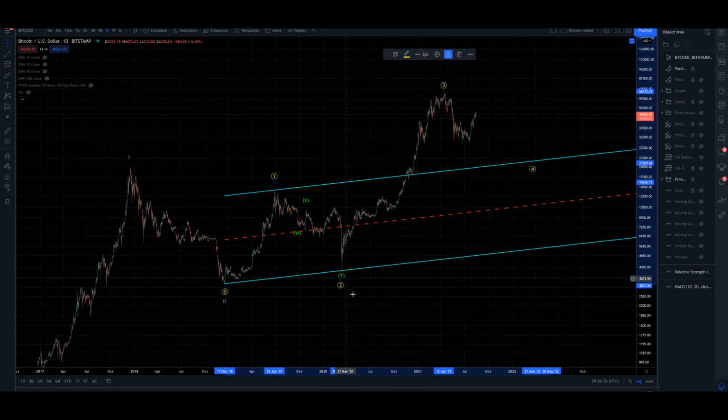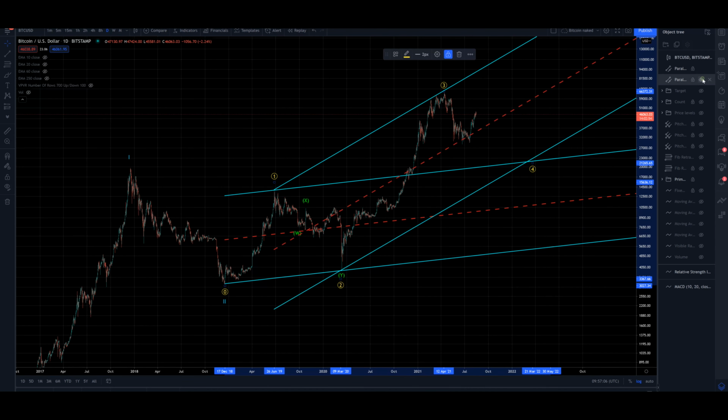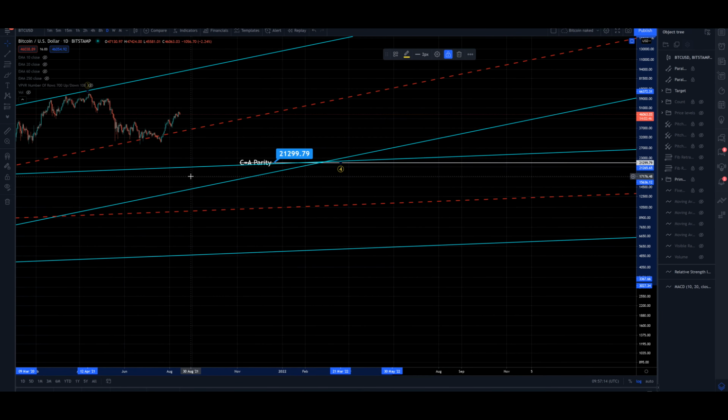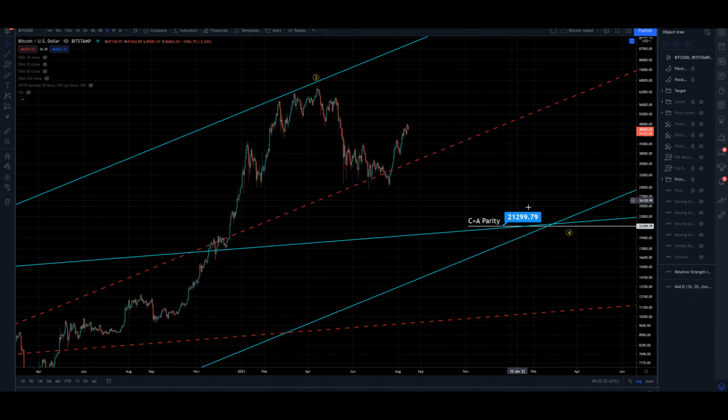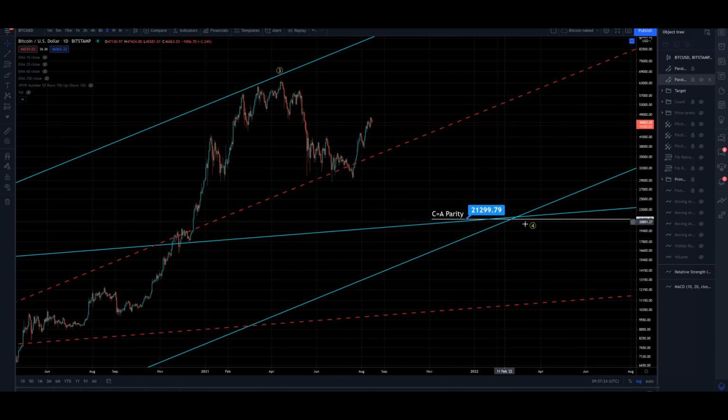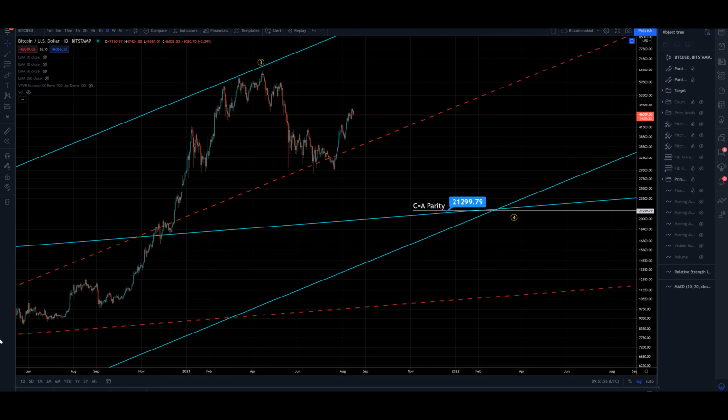So we go 1, 2, 3. Potential backtest of the base channel is very common. If we cross over with our parallel channel, we can see that the 2 meet here. If we take a target for the price, we can see that we get A equals C or C equals A parity here at 21,299.79. Now how do I get that, and why do I suspect that this confluence is strong enough to determine that Bitcoin will likely fall back to this price?